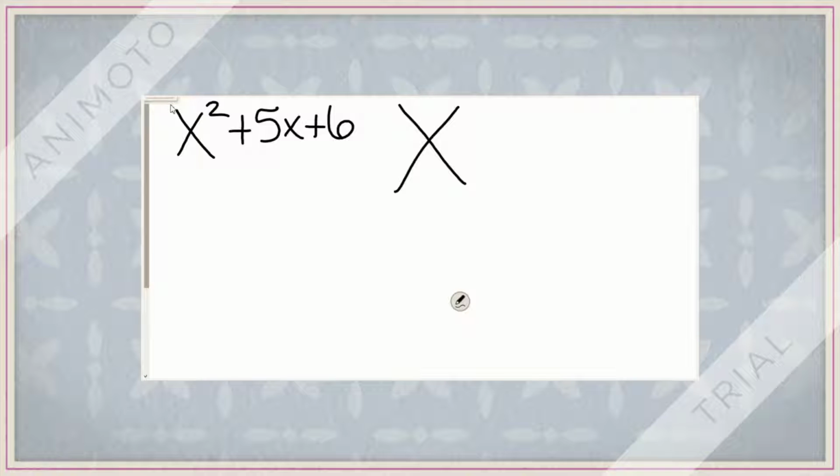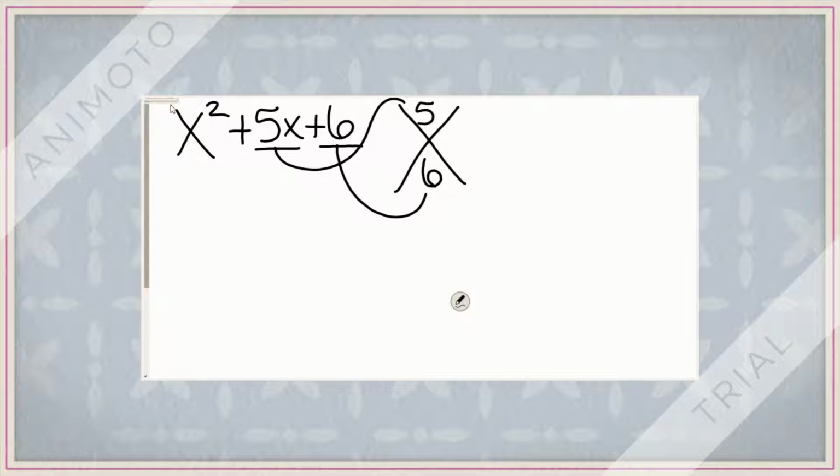Okay, so let's start off with our first equation. We have x squared plus 5x plus 6. So the first thing you're going to do is draw an x. You're going to put your b term up here, and you're going to put your c term down here.